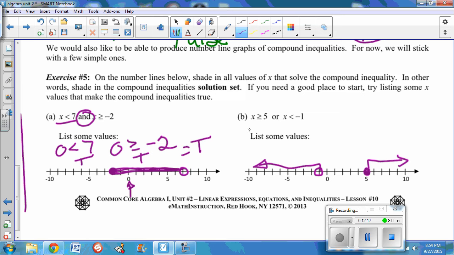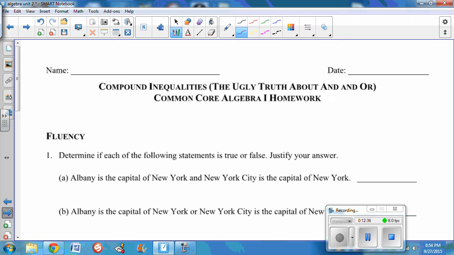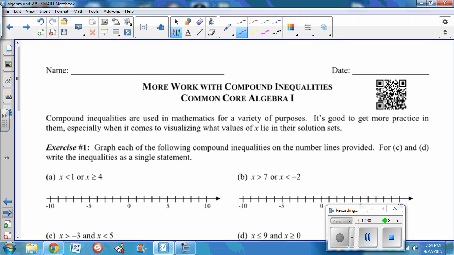So if I picked 6, is 6 greater than or equal to 5? That's true. Or is 6 less than -1? That's false, but because it's "or," one or the other makes that whole compound inequality true. Okay. Let's move ahead to the next lesson.